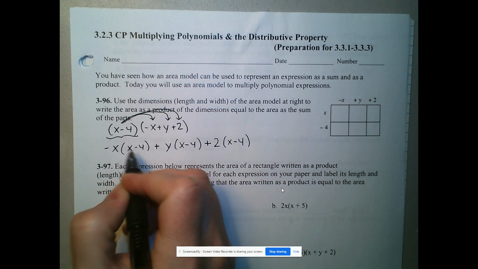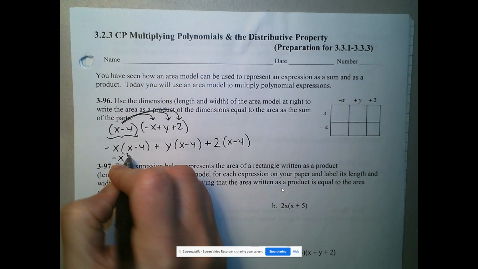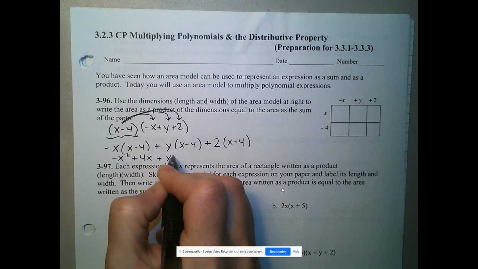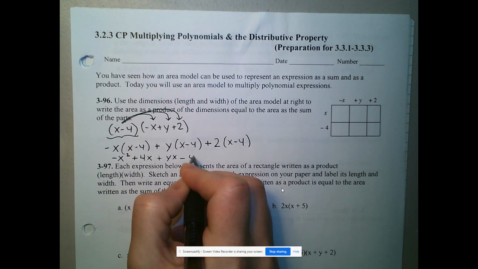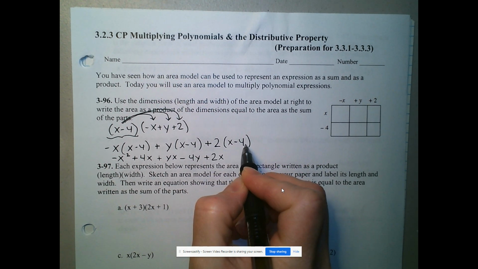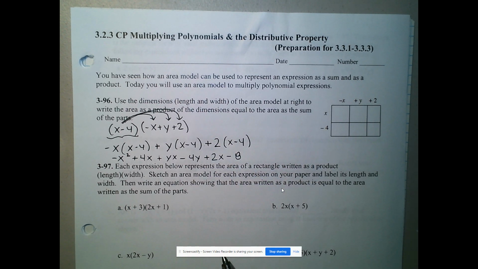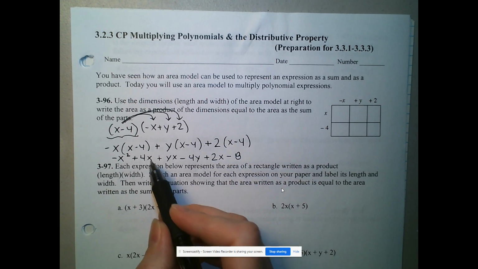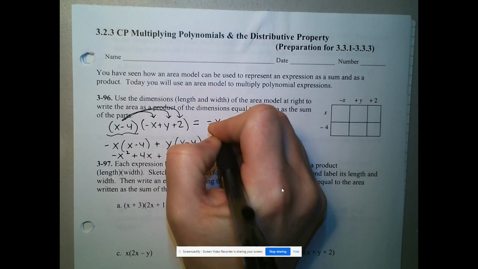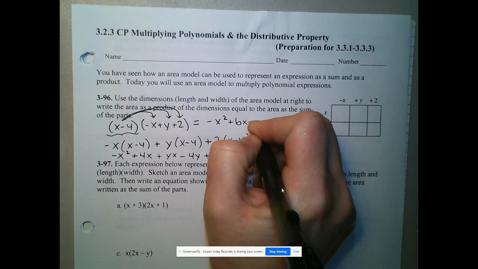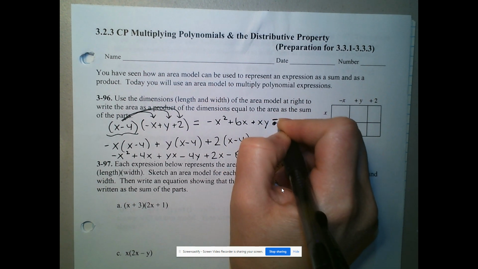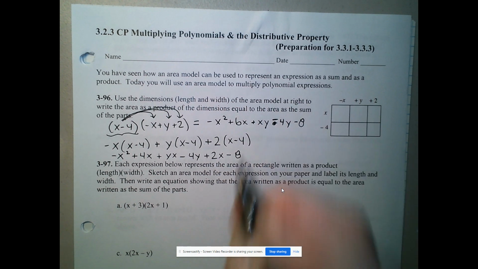So negative x times x would be negative x squared. Negative x times negative 4 would be plus 4x. Y times x would be plus yx. Y times minus 4, minus 4y. Plus 2 times x for plus 2x, and plus 2 times minus 4 would be minus 8. Not a lot in there to simplify, but you can combine the plus 4x with the plus 2x, and you would get that this is equal to negative x squared plus 6x plus the xy term minus 4y minus 8.